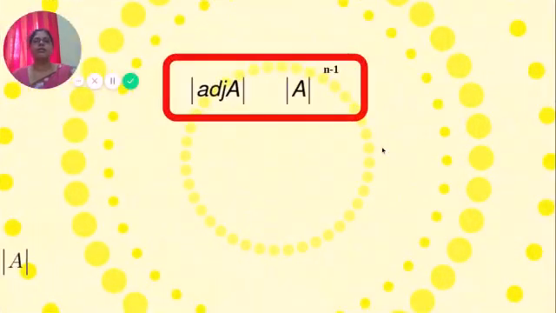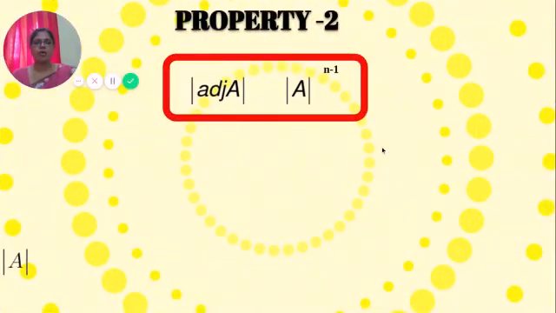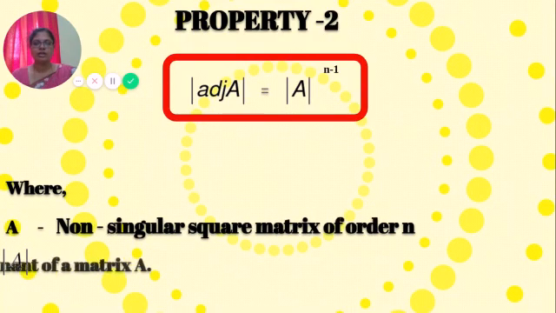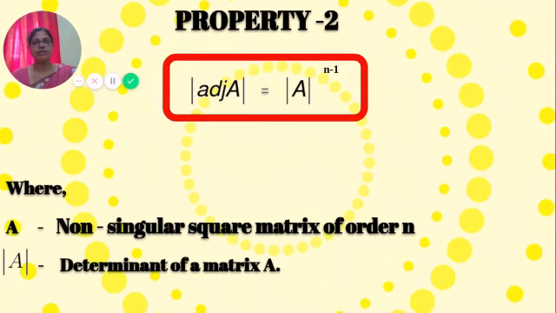Now we'll see the second property. The second property is modulus of adjoint of A is equal to modulus of A the whole power n minus 1, where A is a non-singular matrix of order n. Modulus A is the determinant of matrix A.